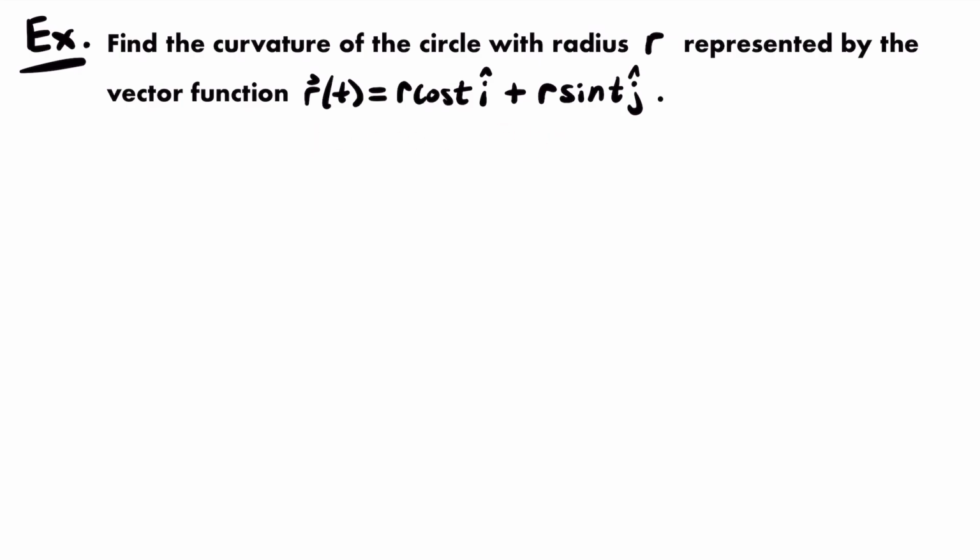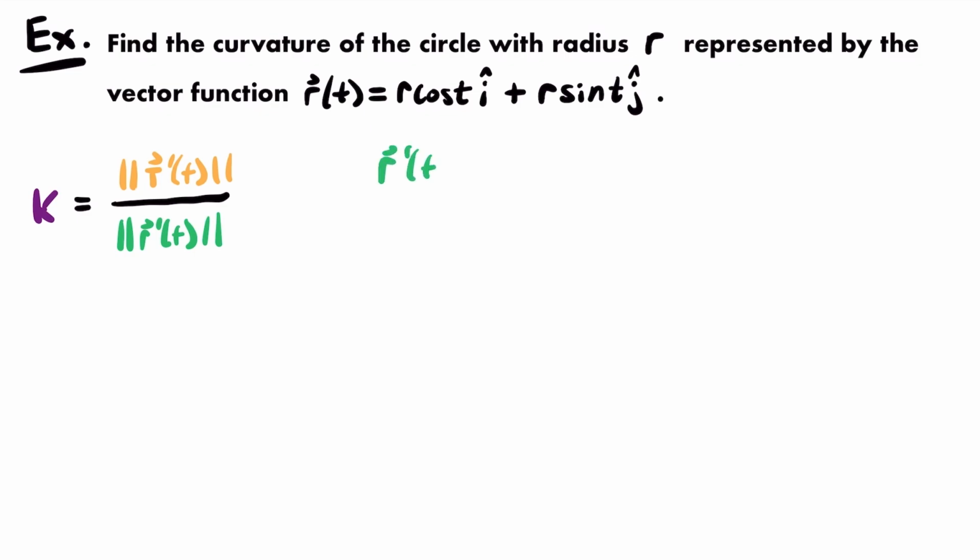Instead, the only formula that makes sense to use is the formula for calculating curvature in terms of t that involves the derivative of the unit tangent vector and the derivative of the vector function. All right, that formula looks like this. K is equal to the magnitude of the derivative of the unit tangent vector divided by the magnitude of the derivative of the vector function. Okay, so let's get started here. We need to find the derivative of our vector function, so let's do that.